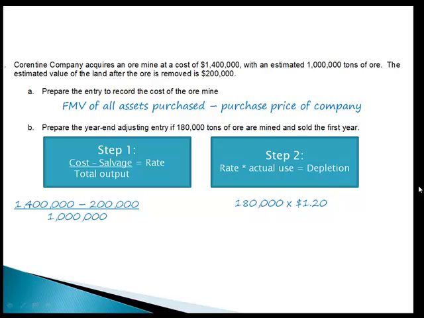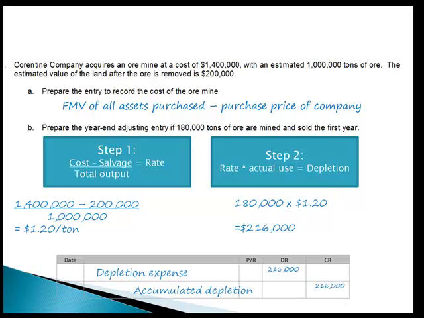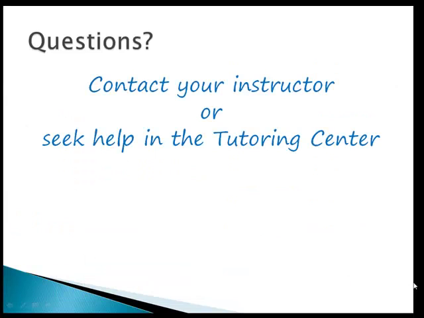Okay, B, we need to figure out first what is the actual rate. So 1.4 million minus 200,000 over 1 million, the total tons, gives you 1.2. And then we have to figure out if we mine 180 tons, you take 180 times your rate of 1.2, which would give you 216,000 for that specific year. Depletion expense 216, accumulated depletion 216,000. All right, whew, we made it.